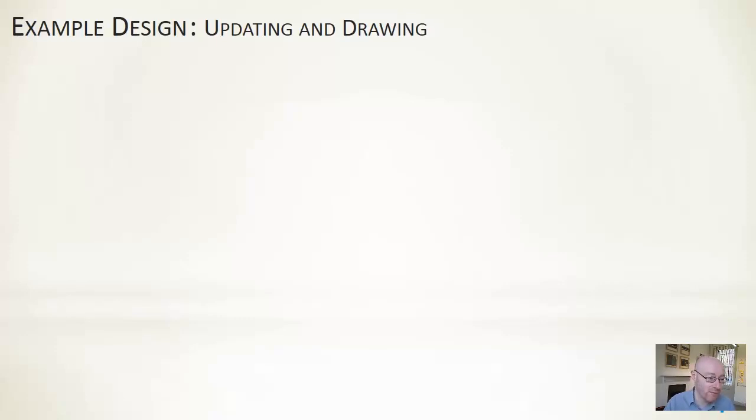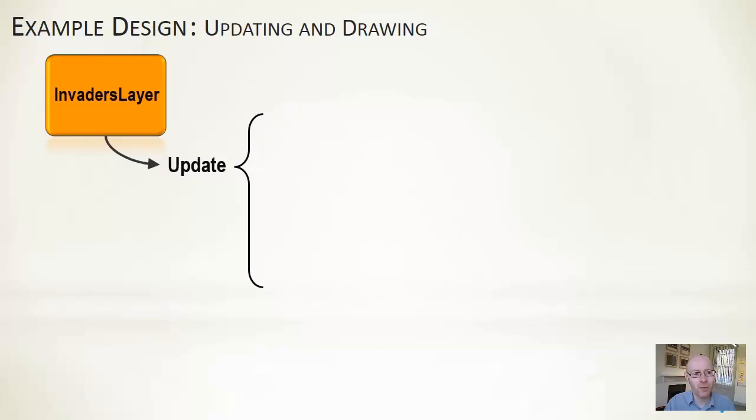So let's look at our invaders layer then. We might have 2 phases, say first one, update, next one, draw. And within update, we're basically going to go through each of our objects and ask, in essence, how do we update them? What should they do in each update tick?